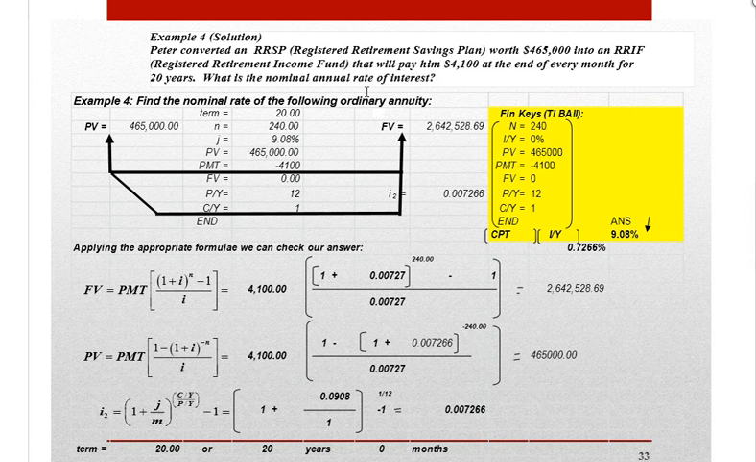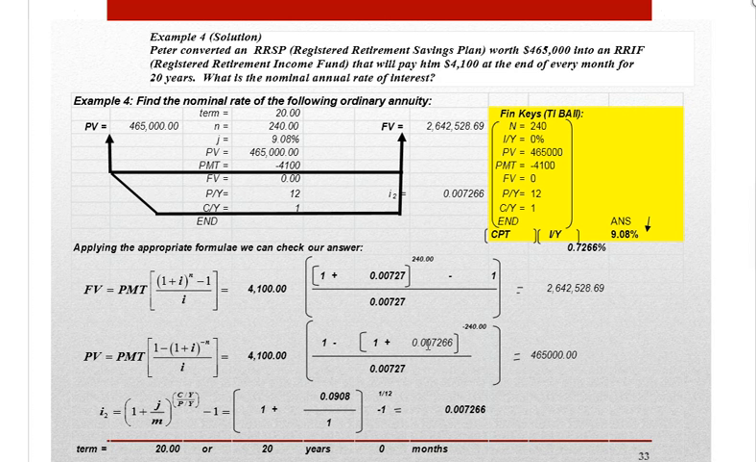Last example, we want to calculate nominal interest rate. So we have $465,000, that's a present value. The payment that we're going to be receiving is $4,100 from that registered retirement income fund, and we're going to be receiving that every month, but interest rate is compounded annually. So what we need to do, present value is given, so we're going to use this formula. Present value is equal. Now the problem is that we have everything except for nominal rate.